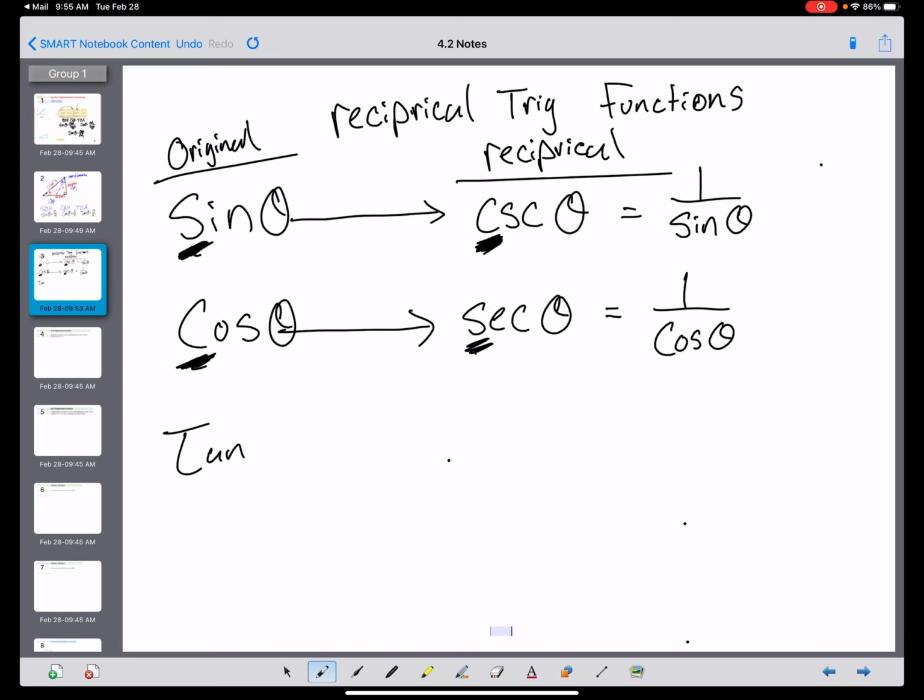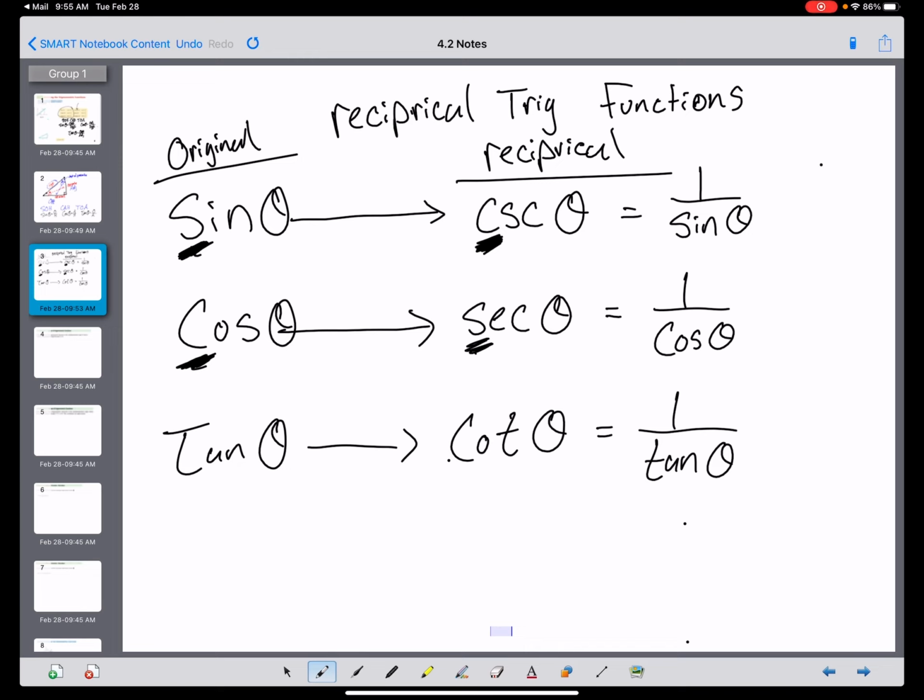And then for tangent, it's pretty easy to get the reciprocal of that because it's called cotangent, right? And cotangent and tangent are reciprocals of one another, which means that you can say cotangent is 1 over the tangent of theta. All right, so these are the reciprocal functions. And that's kind of the fast-paced version of it.